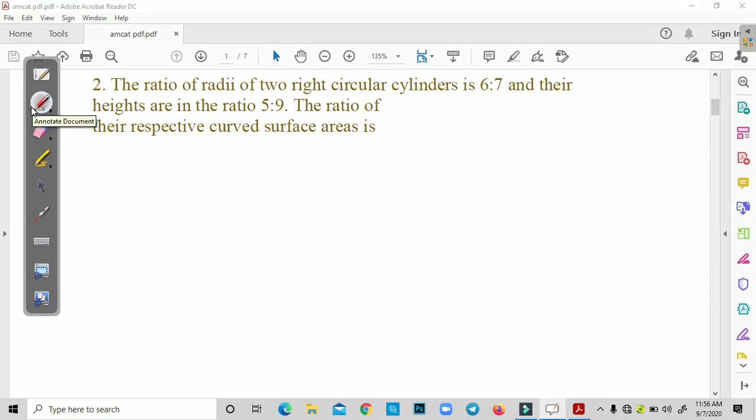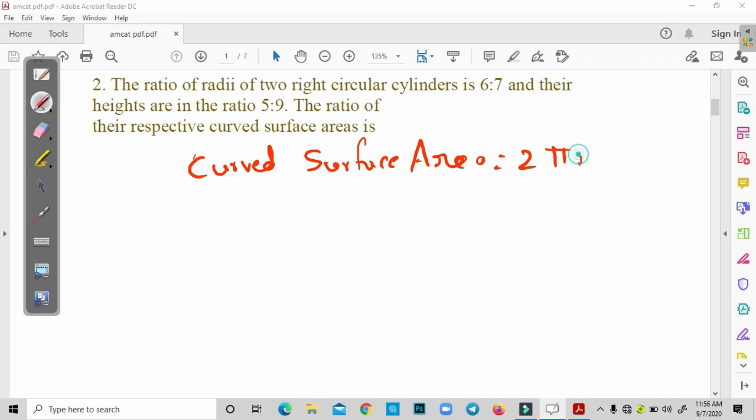The ratio of radii of two right circular cylinders is 6:7 and their heights are in the ratio 5:9. The ratio of their respective curved surface areas is? Now first of all, curved surface area is equal to 2 pi r h, but he is asking for the ratio here.